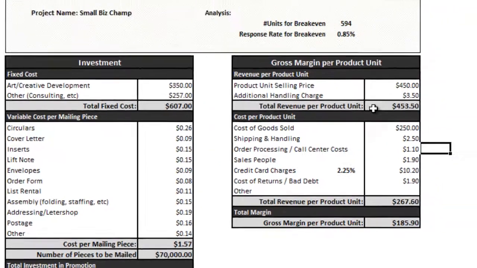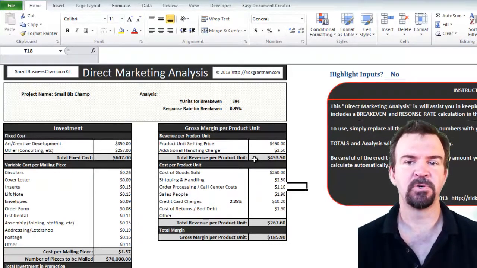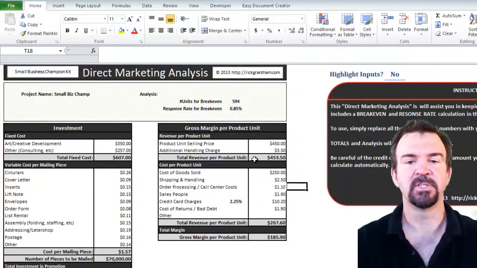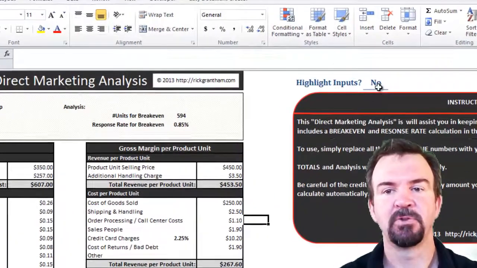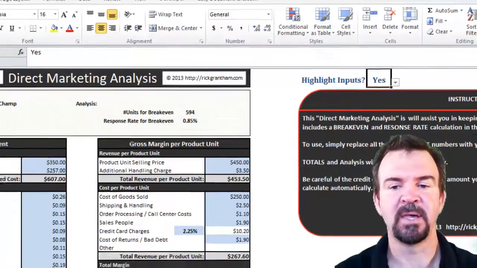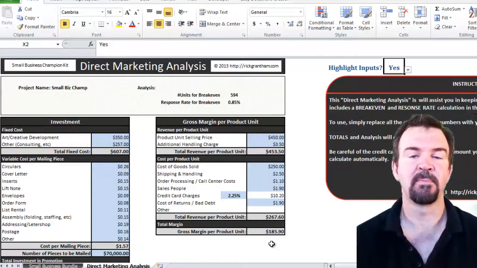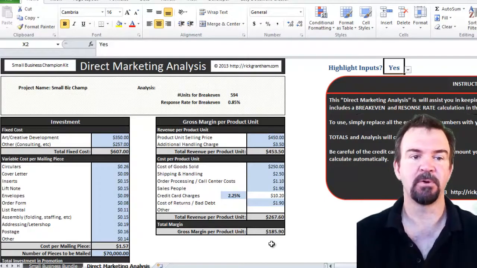So first off, there may be some concern around where do you input numbers and where are calculations happening, right? Because you don't want to override any of the calculations. So the way you'd solve that is to come up here to the right-hand side, up in the top where it says Highlight Inputs. And we're going to, from the drop-down menu, select Yes. And you'll see now everything that's highlighted blue is the place where you could go in and update your own information based on the direct marketing campaign that you're putting together.